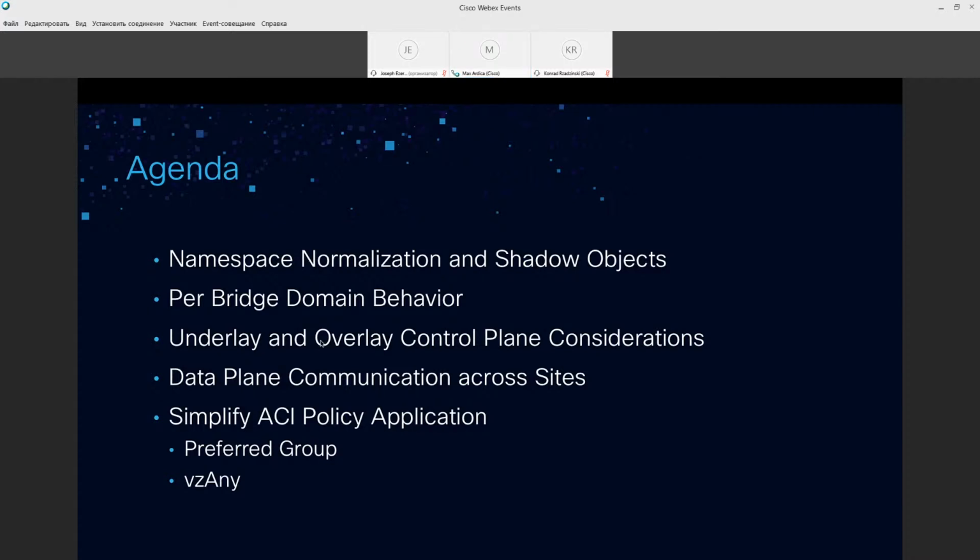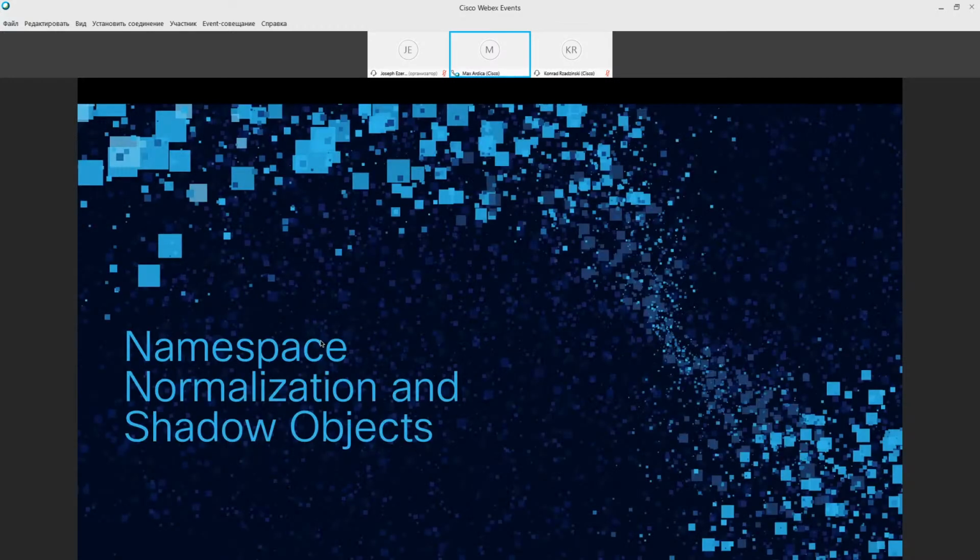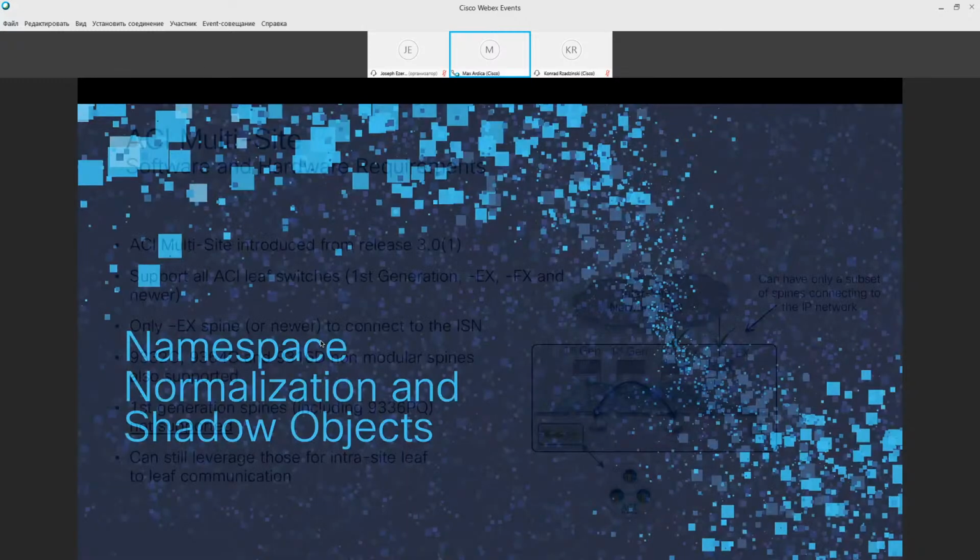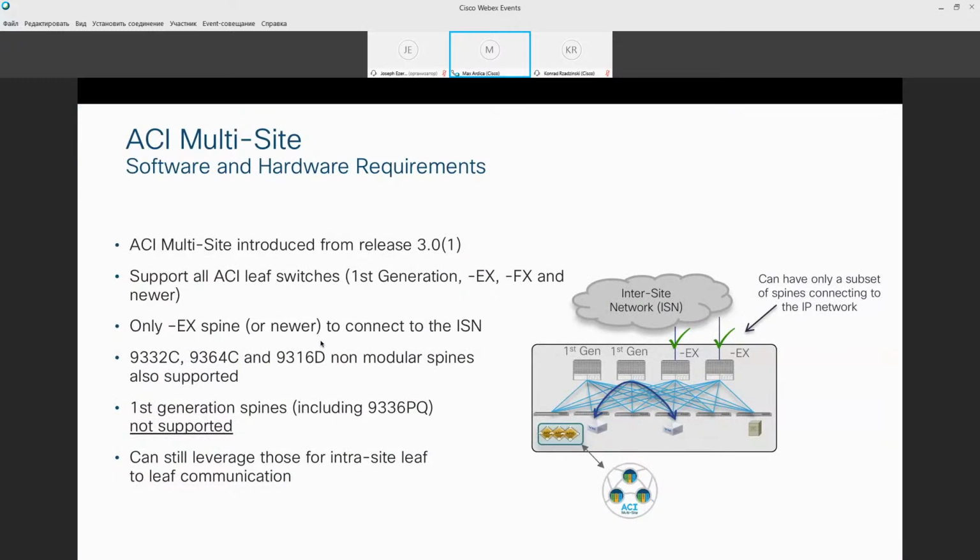First of all, one thing that we probably didn't say explicitly, but hinted at: for multi-site, to add the fabric to a multi-site domain and to connect the fabric to the inter-site network, we need to run second generation spine. Second generation spine means modular spine with the EX or FX line card, or non-modular spine like 9332C, 9364C, 9316D. We cannot support multi-site with the first generation spine, like 9336PQ, for example, or non-EX FX line card for the modular, which instead could be used for Multipod.